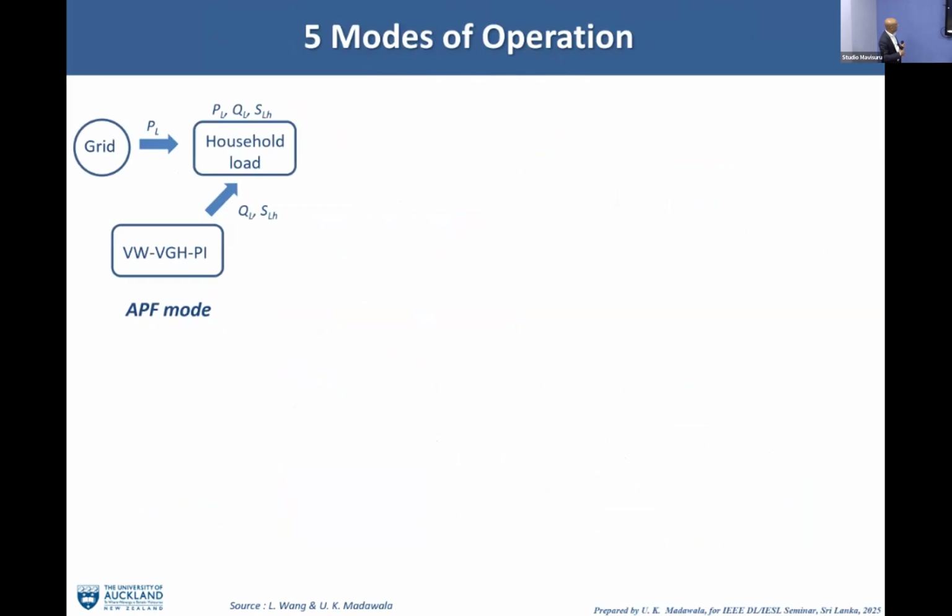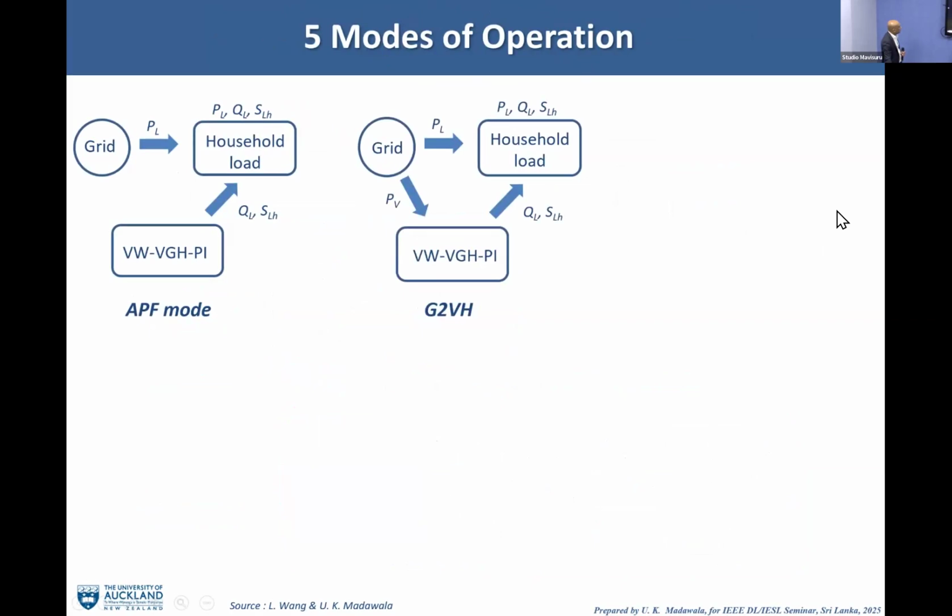As you can see, only the grid gives the active power for the household, and there's no electric vehicle, but still the interface is there. It will give all the harmonic and reactive power of the house, so nothing reactive is drawn from the grid. The second mode is grid to vehicle to home. In other words, the grid is charging the electric vehicle and also giving the active power to the household, but all the reactive and harmonic power is given by the interface.